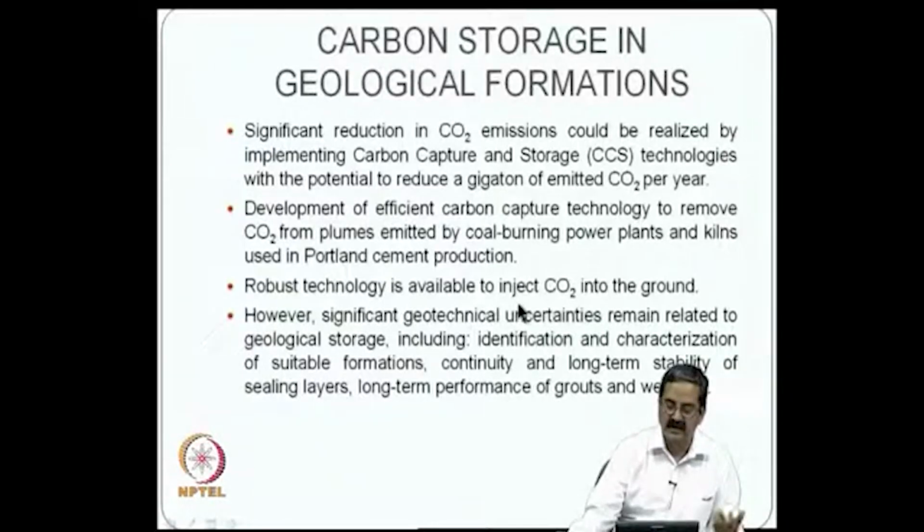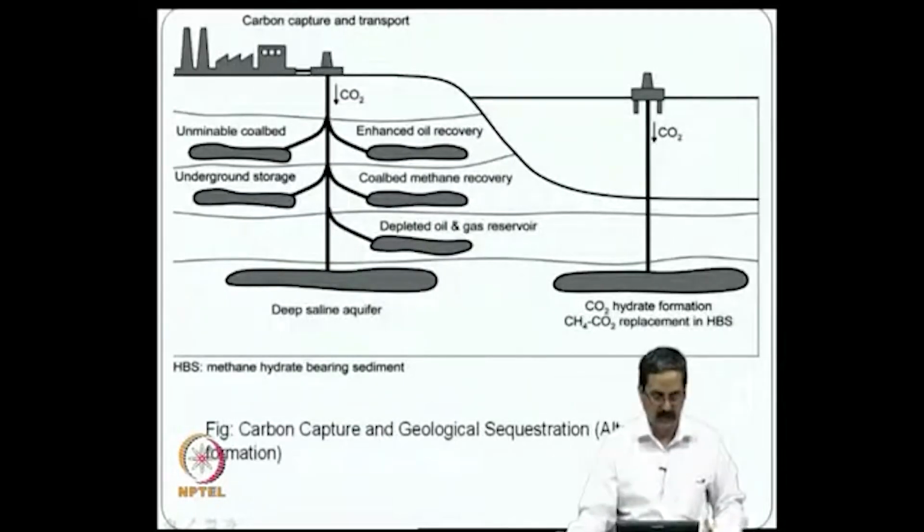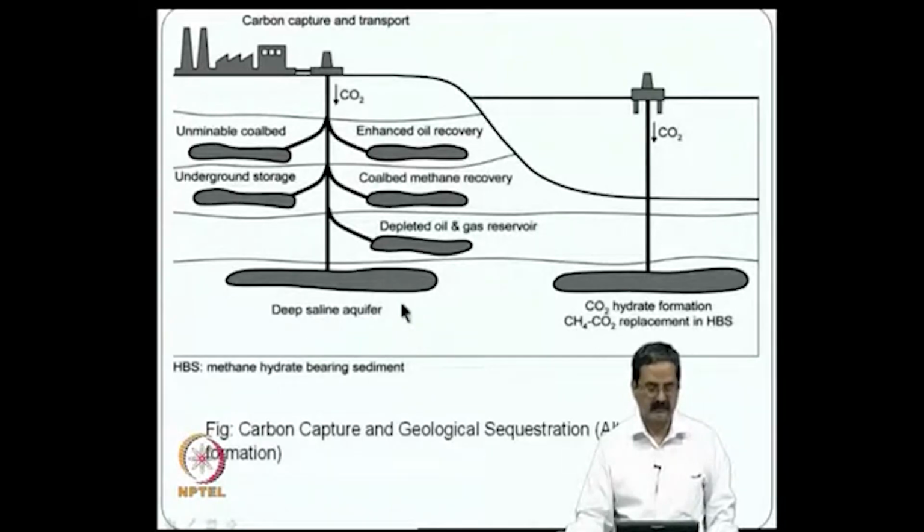Robust technology is available to inject CO2 into the ground. However, significant geotechnical uncertainties remain related to geological storage, including identification and characterization of suitable formations, continuity and long-term stability of the sealing layers, long-term performance, and grouts and well plugs. There are so many issues that people have been trying to address. So, for example, capturing of the carbon from a particular plant, how do you do that? This is one schematic way. This is another schematic way of trying to capture the carbon at various levels, and this is what we call carbon capturing geological sequestration.